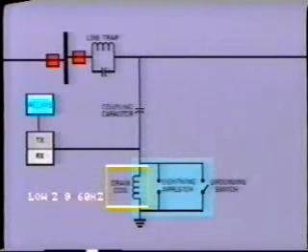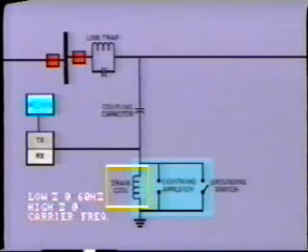Let's look at the function of the drain coil. As you can see, it is connected between the coupling capacitor and ground. It has an inductance designed to give low impedance at 60 hertz, but a high impedance at carrier frequencies. So the coupling capacitor is safely grounded by the drain coil.